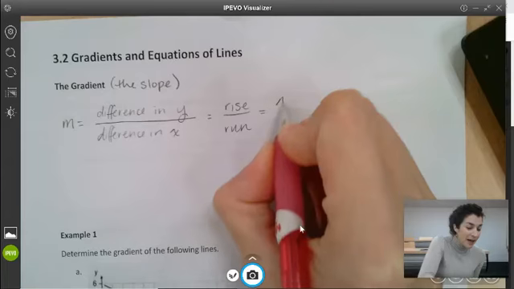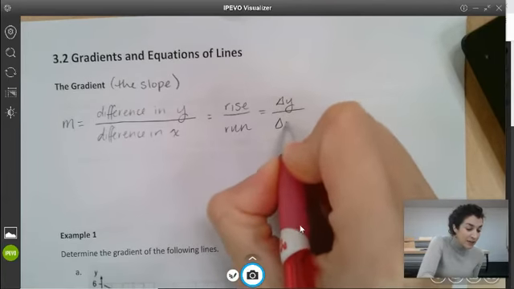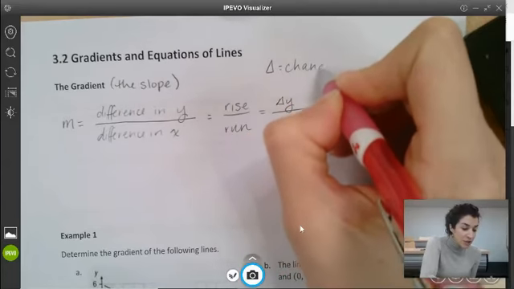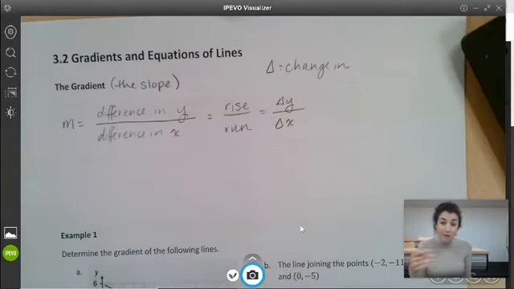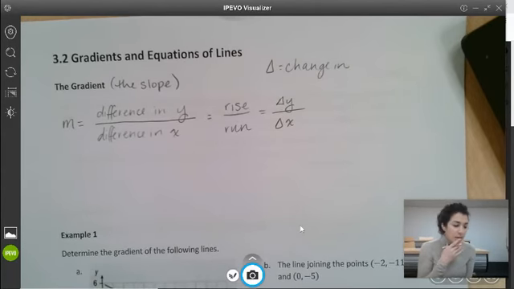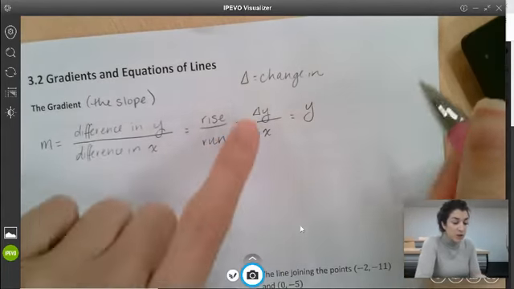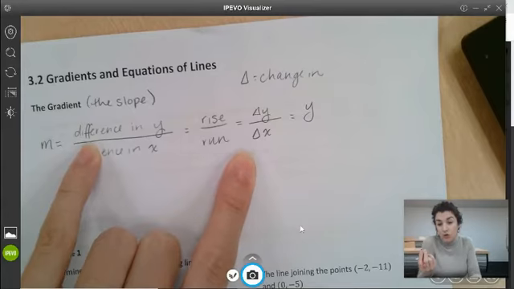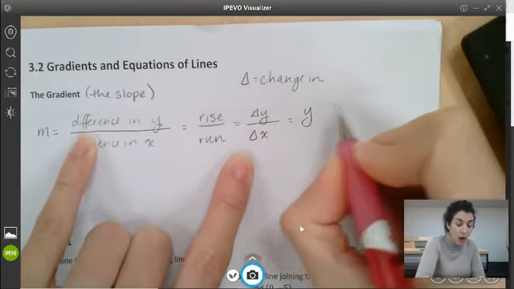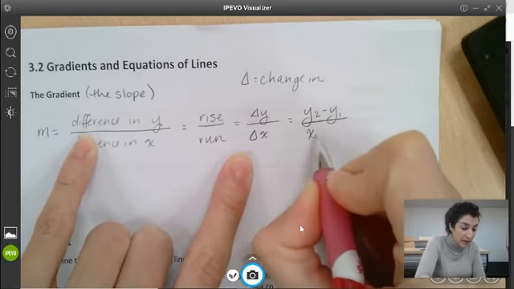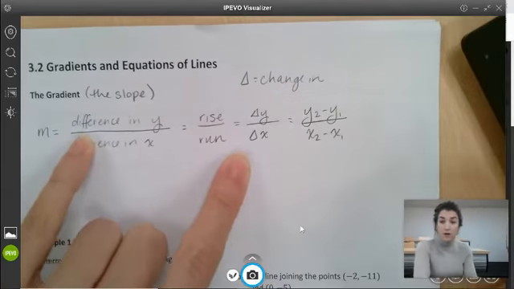A lot of times we call that delta y over delta x. Delta means change in or difference. So how something changes, how these values change, which tends to be their subtraction. And so then we have a formula with this. The difference or the change in them just means that you need to subtract those values, which means I could do y. Typically, it's y2 minus y1 over x2 minus x1.